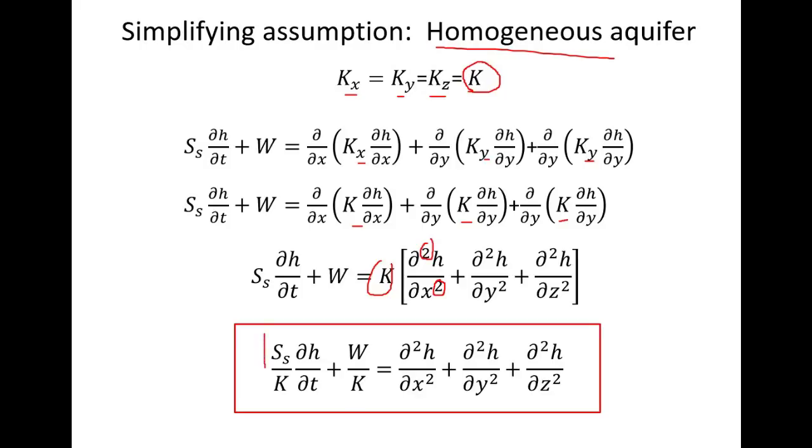With that, we end up with this equation here, where we have the specific storage divided by conductivity, the source term divided by conductivity. The right-hand side is simply del squared, the second derivative of the head in all three directions.